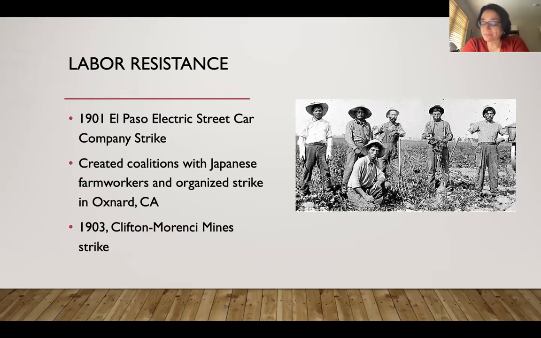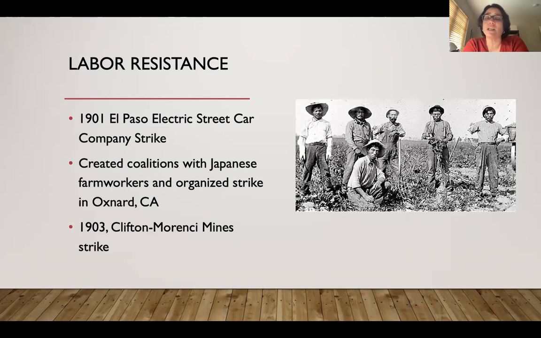In 1903, at the Clifton-Morenci mines, 3,500 workers, mostly Mexican Americans, went on strike. They demanded an 8-hour day, free hospitalization, paid life insurance, fair prices at the company store, and the end of this dual wage system. The strike, however, was quelled by the Arizona Rangers. If you've heard of the Texas Rangers, these are the same thing in the state of Arizona. Several strike leaders were convicted of inciting a riot and sent to prison. And so this undermined the workers' movement.